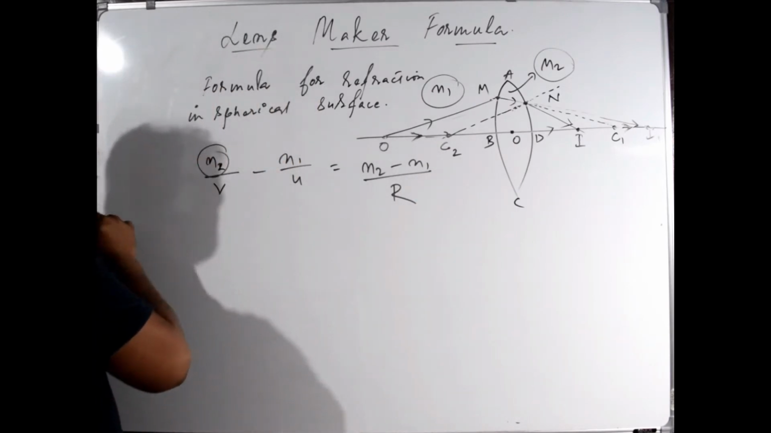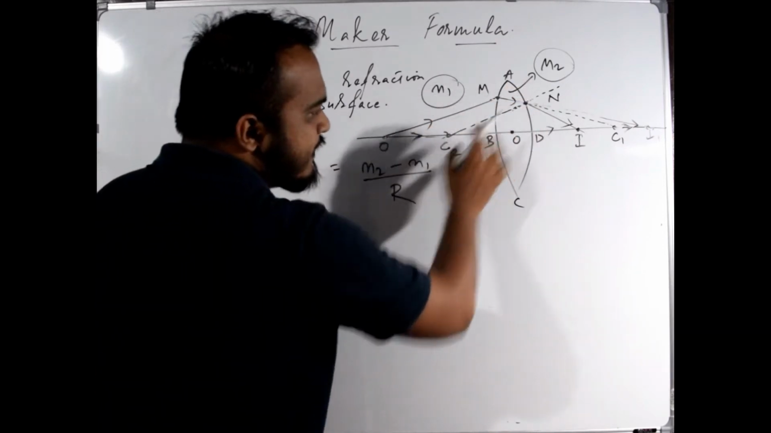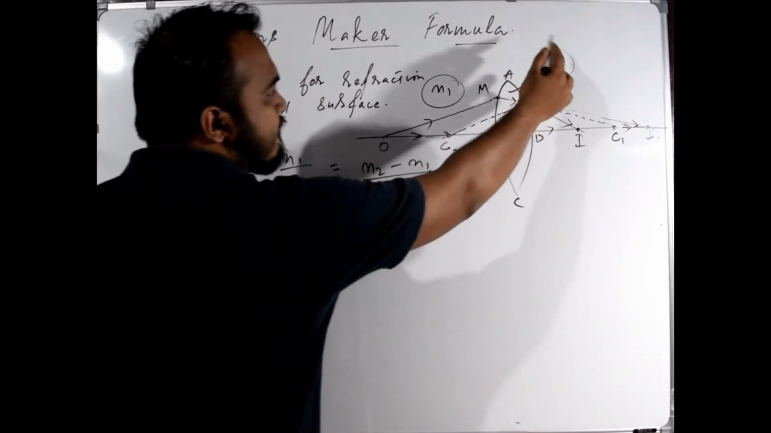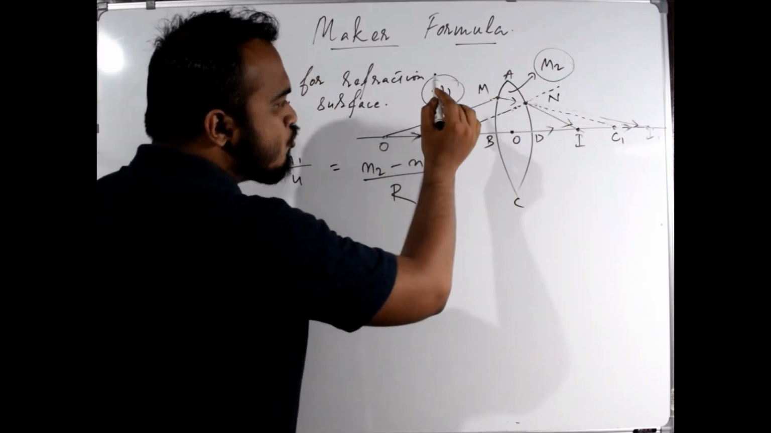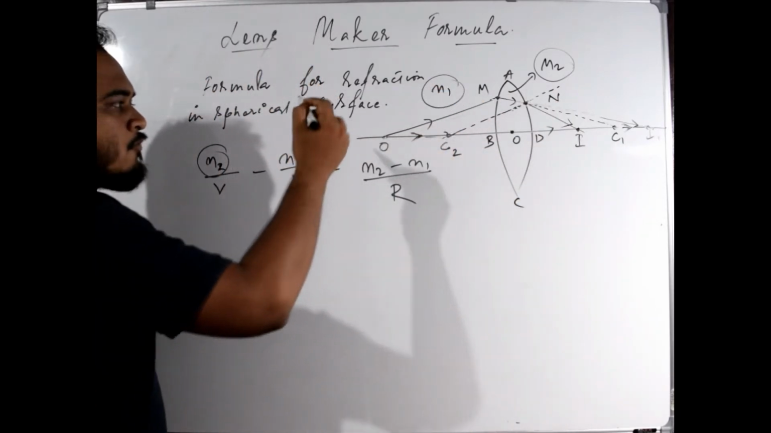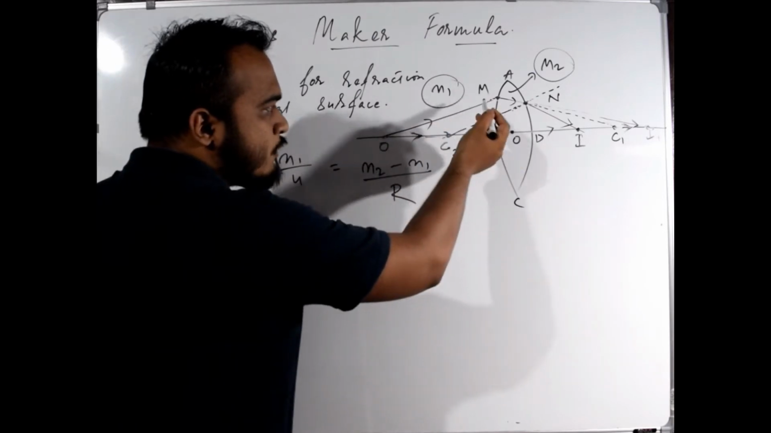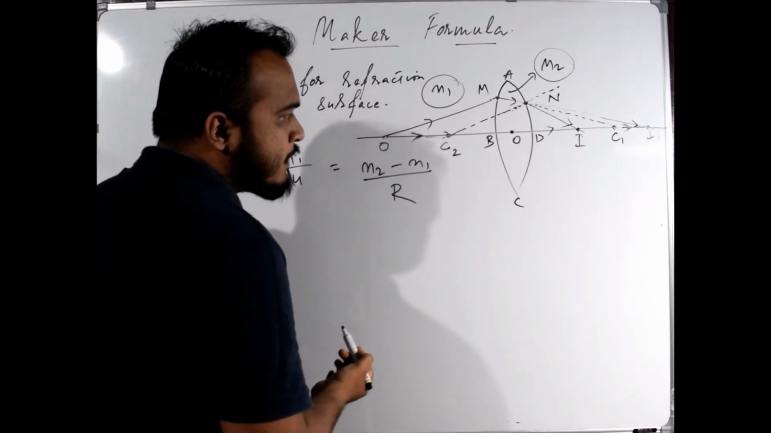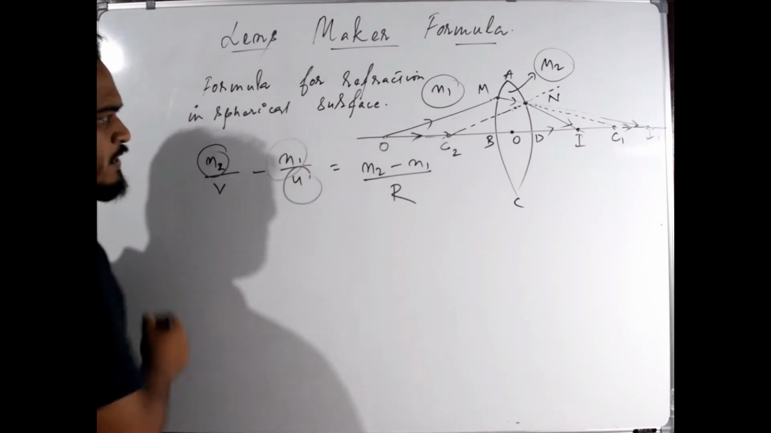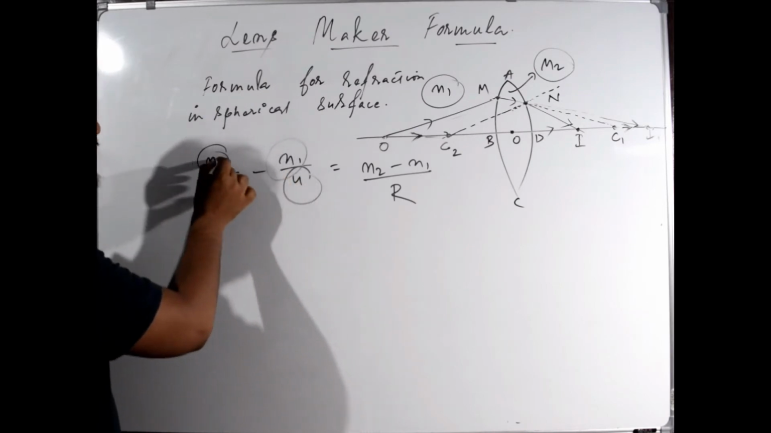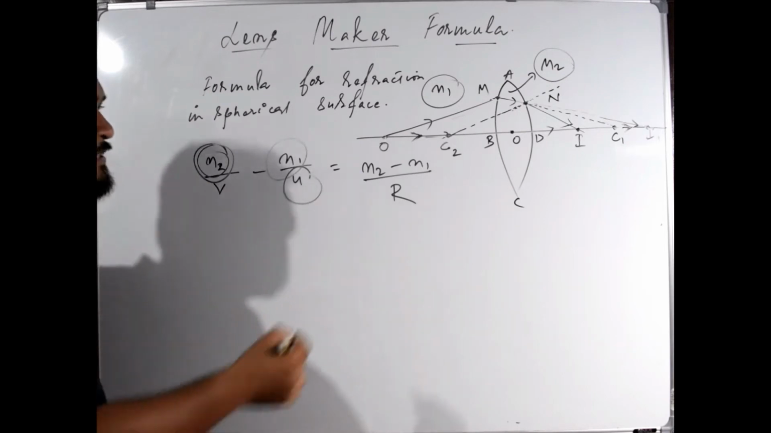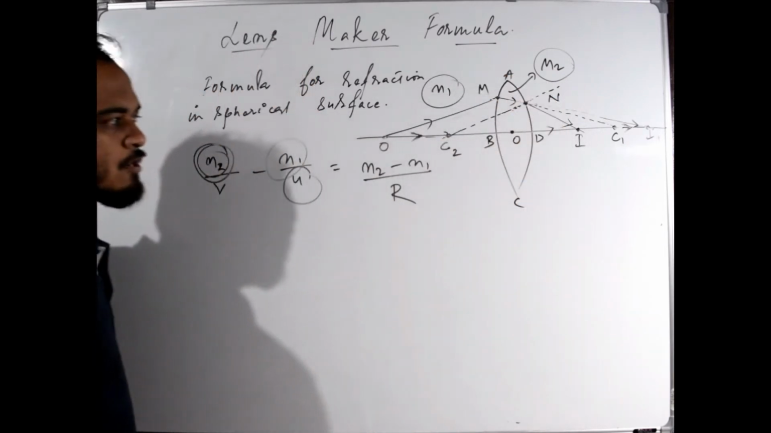N2 is the refractive index of the medium to which the ray went, and N1 is the refractive index of the medium from which the ray went. So N1 is present with the object distance, and N2 is present with the image distance.